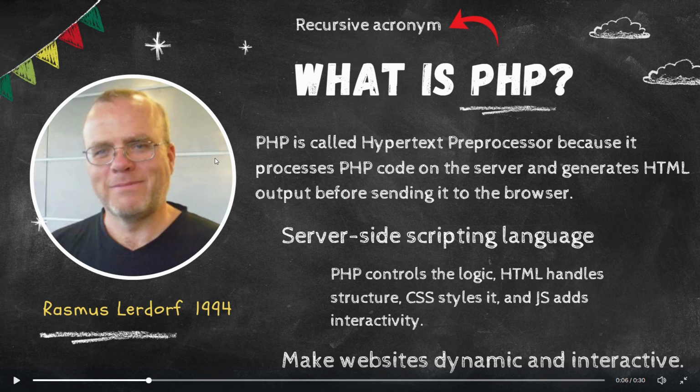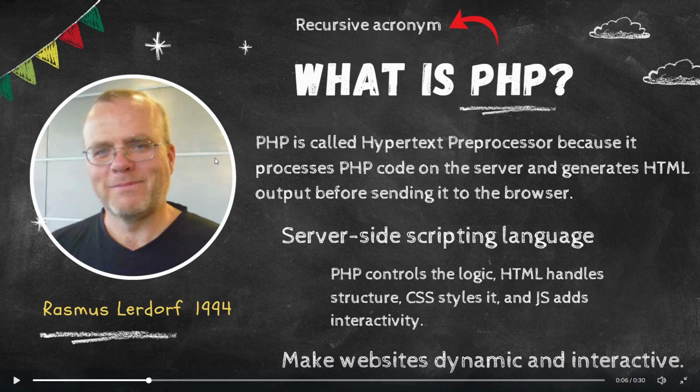So it's a recursive acronym: Preprocessor P, Hypertext H, and Preprocessor P, so it becomes PHP. So why is it called PHP, and what is the meaning of preprocessor here? Hypertext here comes from HTML, Hypertext Markup Language. It processes the PHP code on the server and generates HTML output, and then it's sent to the browser.